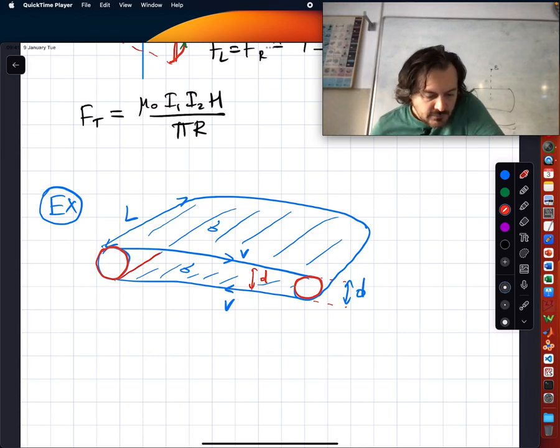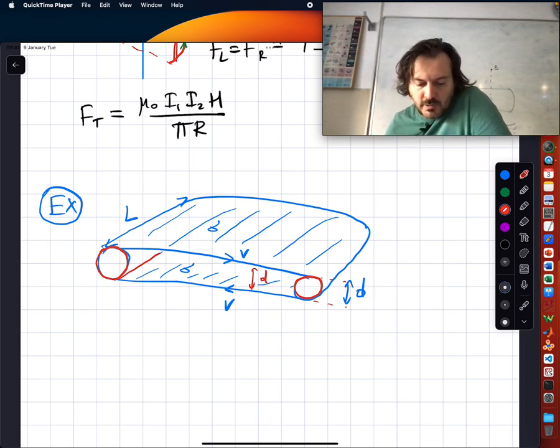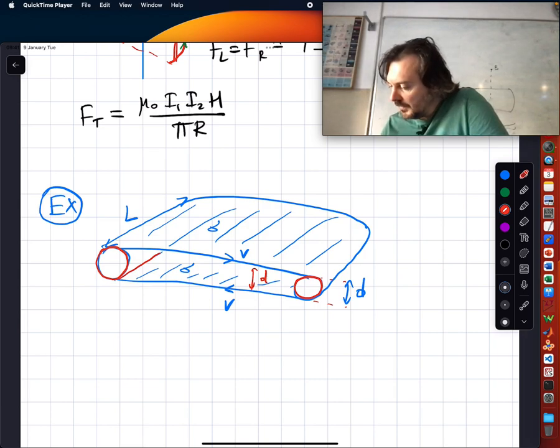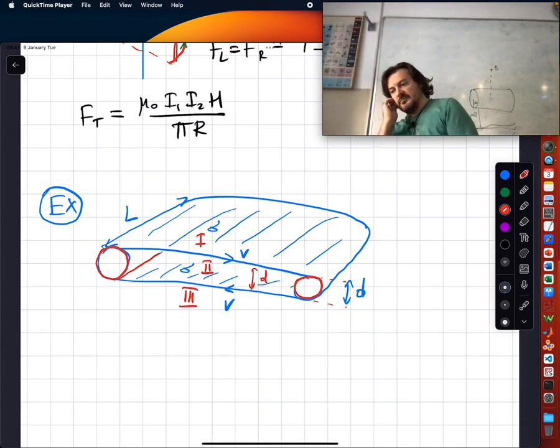The question is, assuming that the width and the length of the belt is much larger than D, find the magnitude and direction of the magnetic field created at region 1 above the top part, region 2 between, and region 3 below. Like, what are the magnetic fields in these regions? Do you understand the question?